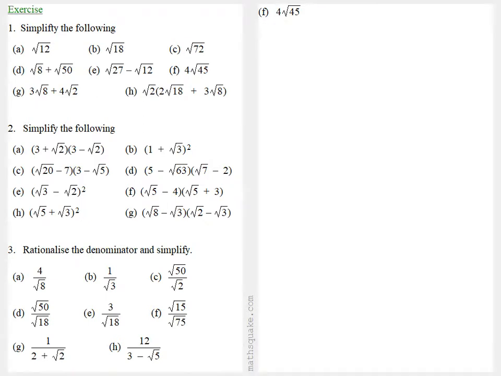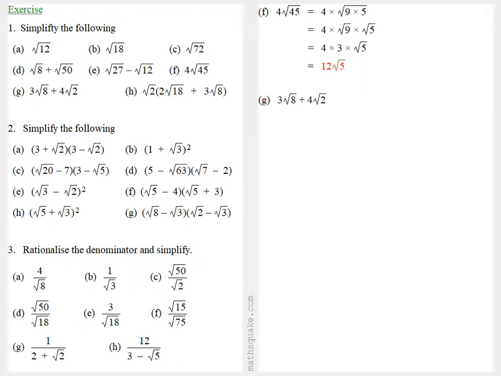In question F, we're asked to simplify 4 root 45. Well, that's 4 times root 9 times 5, which is equal to 4 times the square root of 9 times the square root of 5. Now the square root of 9 is 3, so it's 4 times 3 times root 5, or 12 root 5.